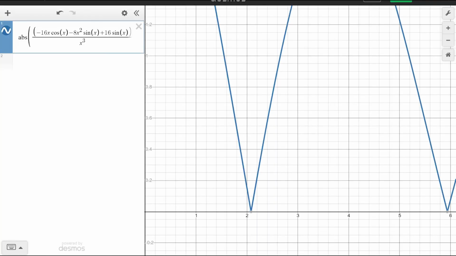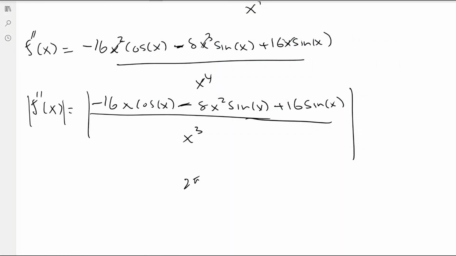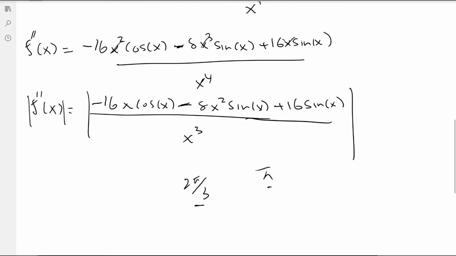Yeah, over x cube, right? Let's see what we get. So now we are looking at the graph from 2 pi over 3 to pi. Now this can be tricky because if you're using Desmos, you will see the whole numbers, right? You don't see pi and 2 pi over 3 and stuff like that. So just a rough idea is enough.